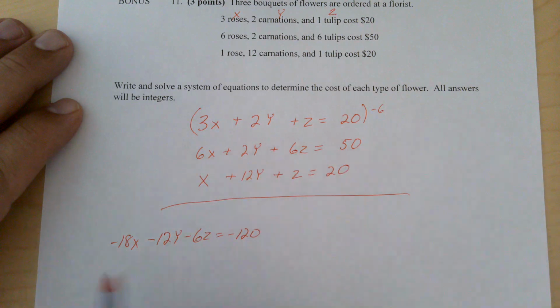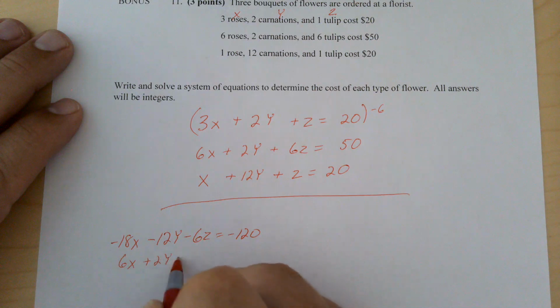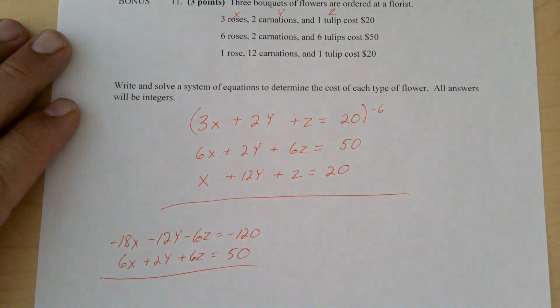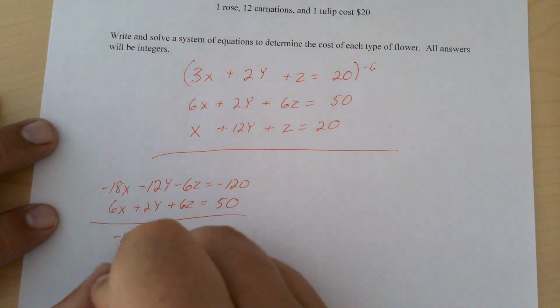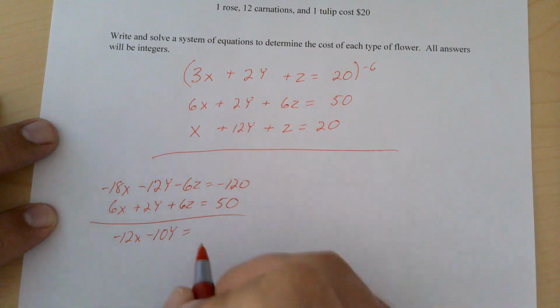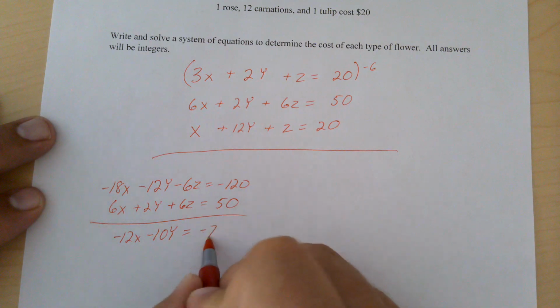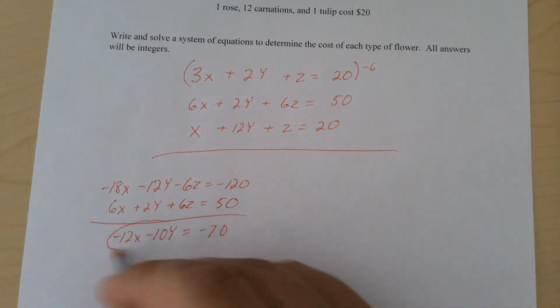The middle equation, I'm just going to keep as is. Do not change anything. And then I'm going to add. When I add, I'm going to have -12x. I'm going to have -10y. The z's are going, and that's going to be -70. Okay. So I have one new equation where I have x and y.